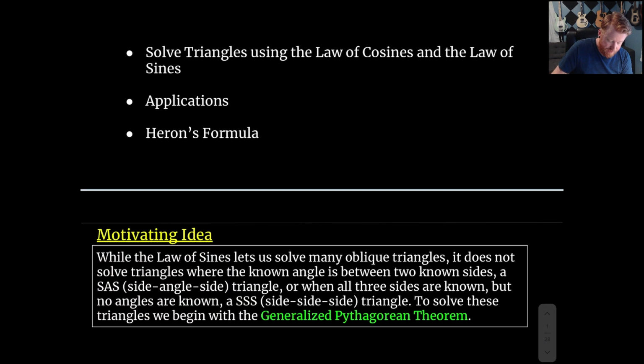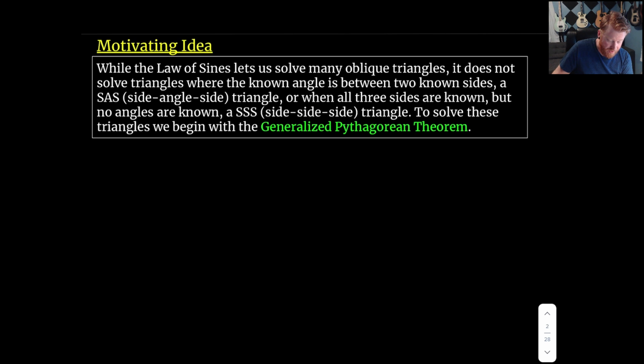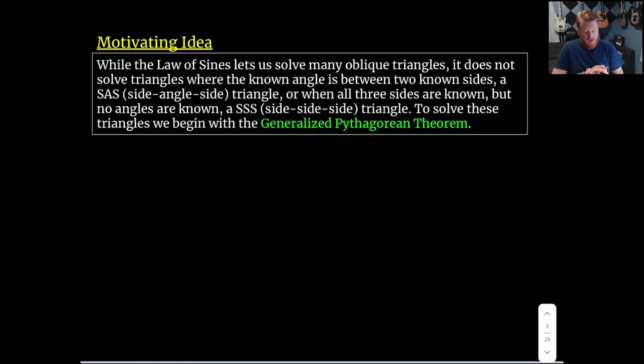So let's start off here with a motivating idea. While the law of sines lets us solve many oblique triangles, it does not solve triangles where the known angle is between the two known sides, like I just said. So an SAS, side angle side triangle. Or when all three sides are known and no angles, so side, side, side. To solve these, we're going to use the generalized Pythagorean theorem.